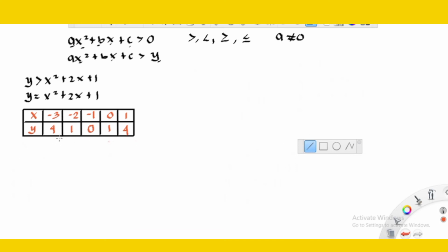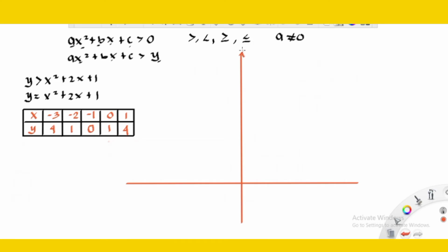Kung mapapansin, yung y natin puro positive. So, lawakan natin yung space sa taas ng Cartesian plane. So, ayan. So, nilawakan ko yung space sa taas. This is the y-axis. Lagyan natin ng arrowheads. This is the x-axis, yung pahiga. And then, pwede natin lakihan yung spaces kasi maliliit lang yung values natin. So, let's say this is 1, 2, 3, 4.